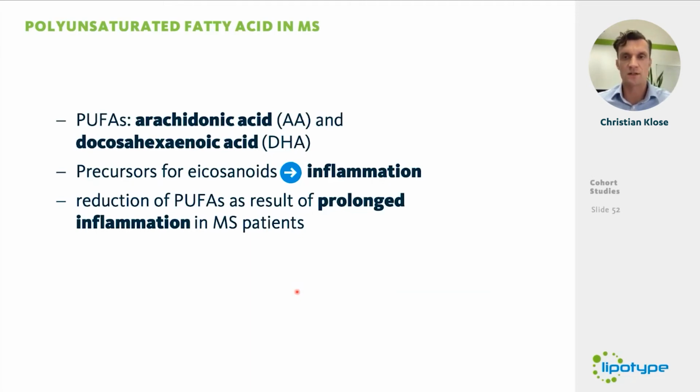And these function as precursors for the synthesis of eicosanoids, which are lipidic signaling molecules that play important roles as mediators of inflammation. And we therefore interpret the observed reduction in ethers as a general consequence of prolonged inflammation, which basically consumes the polyunsaturated fatty acids that are attached to ether lipids. Although a multiple sclerosis specific pathophysiological role here cannot be excluded based on the data, nevertheless it is an interesting observation.